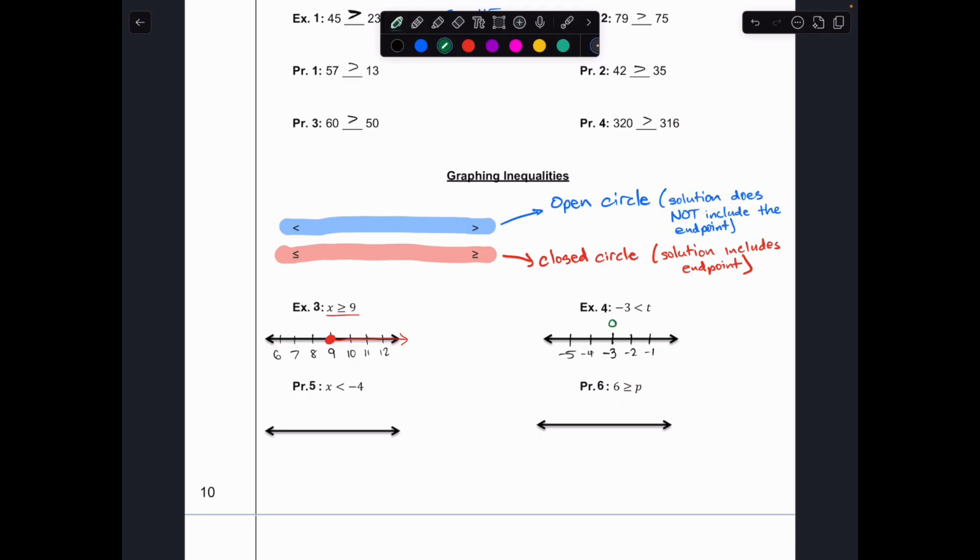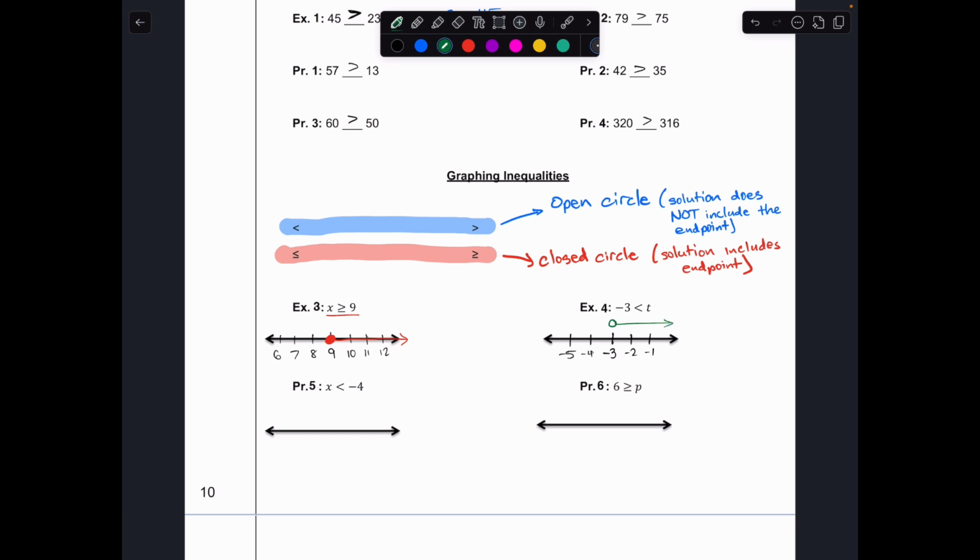And since it says -3 is less than t, we need to think about which numbers t could be. That means t is actually going to be greater than -3, so we'll be pointing to the right.